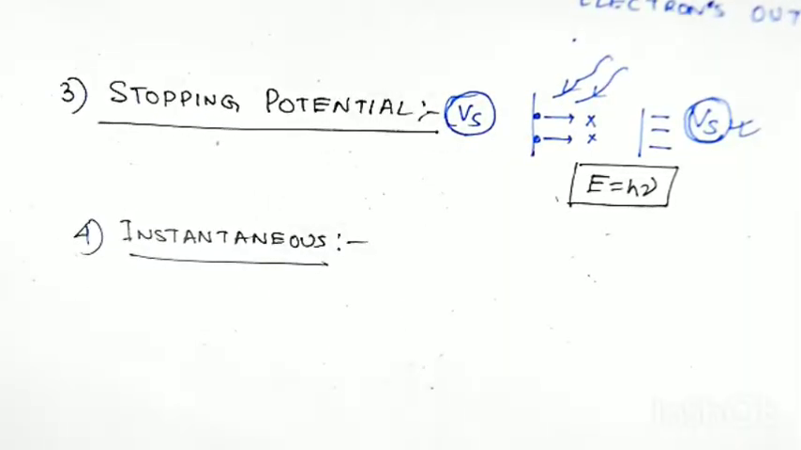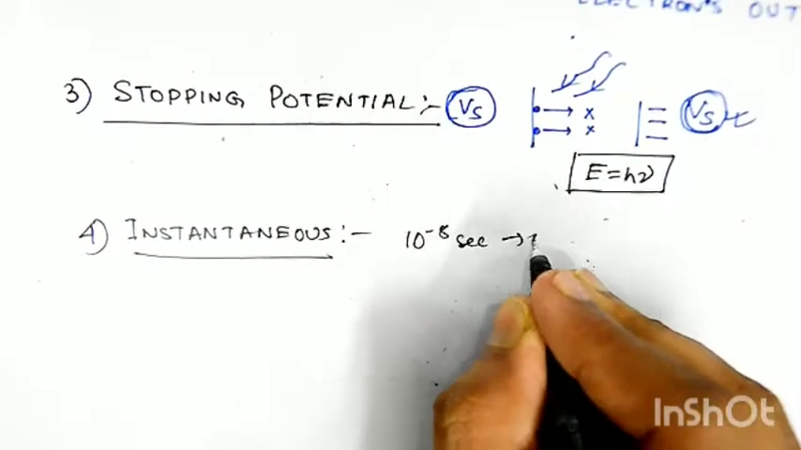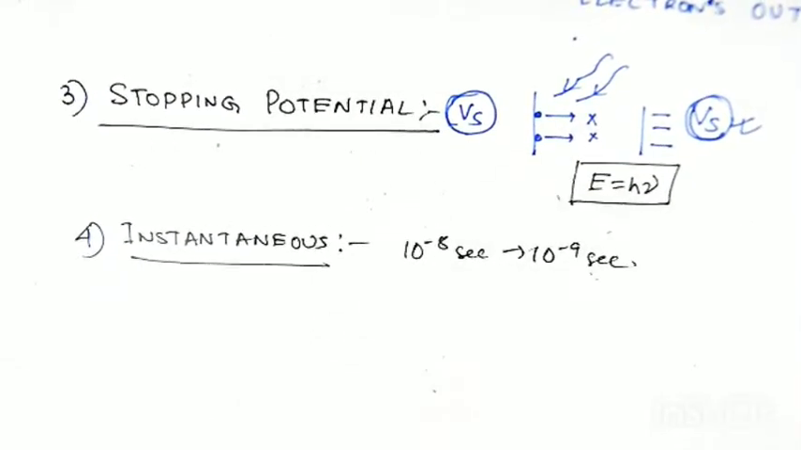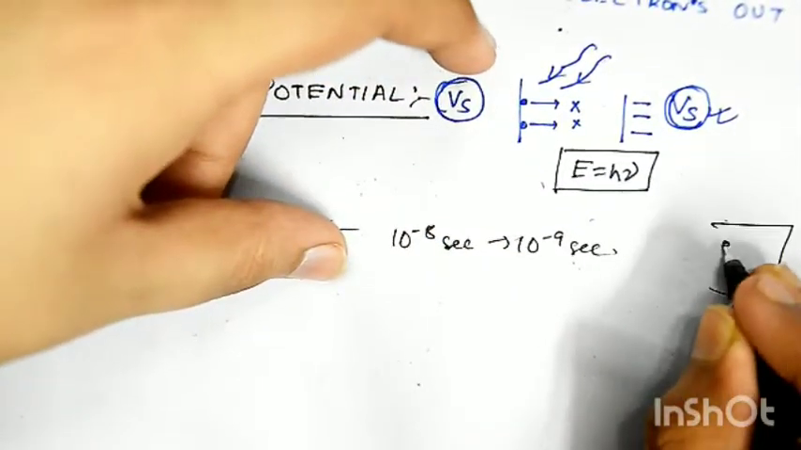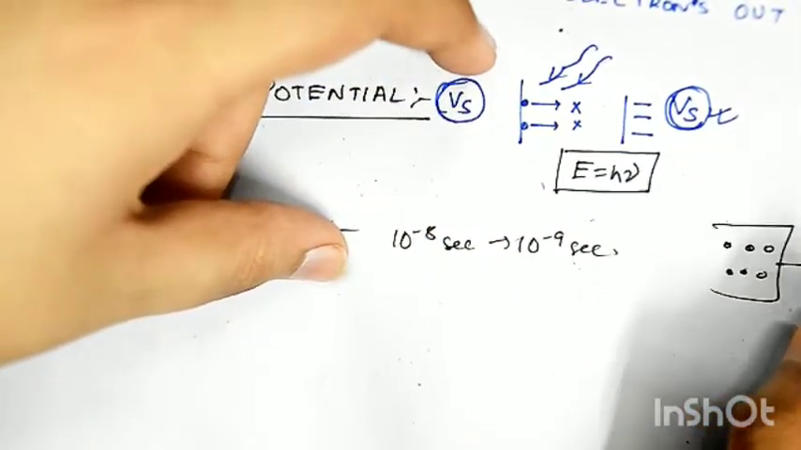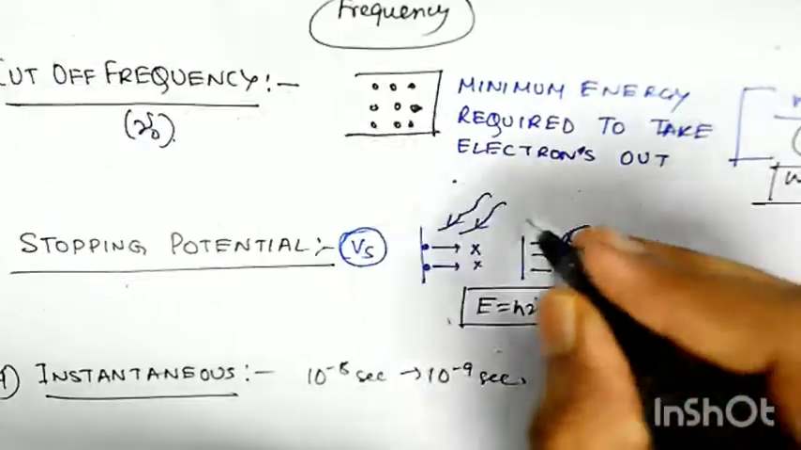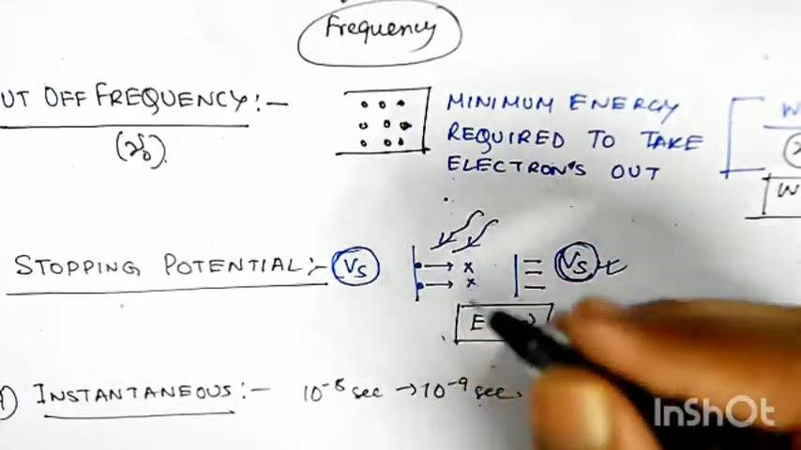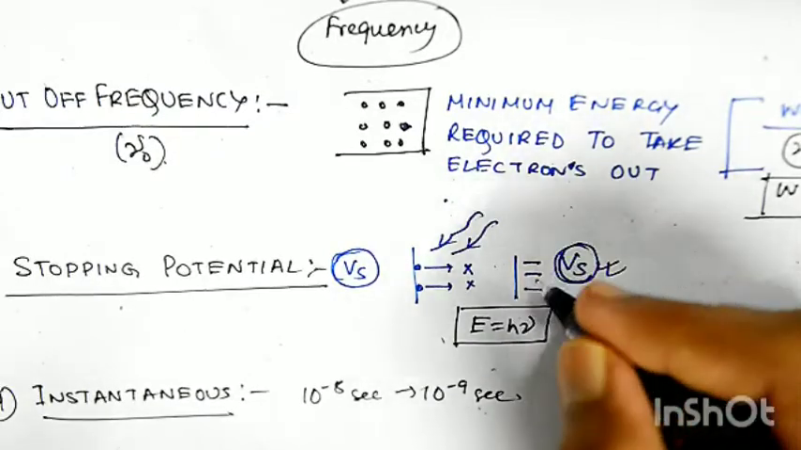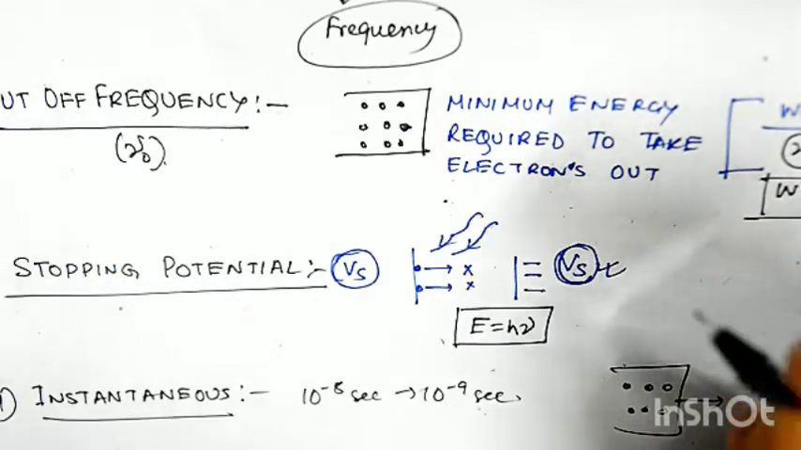Why are these things happening instantaneously? Why this 10 to the power minus 8 second to 10 to the power minus 9 second? Why are electrons coming out of the surface so fast? Because as per wave theory, we were taking extra time. Why? When the waves were coming in, they were giving energy to these electrons. The electrons start vibrating at first, then they get the energy, then they come out of the surface. No, this is not happening.